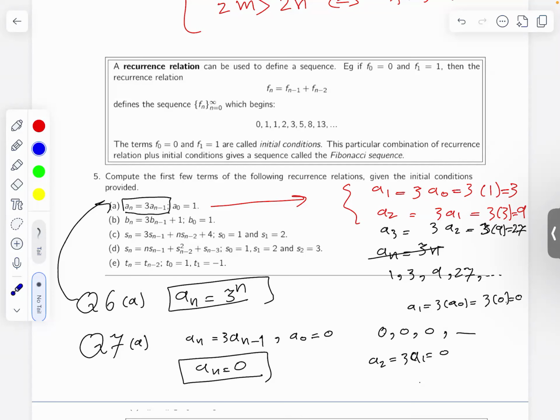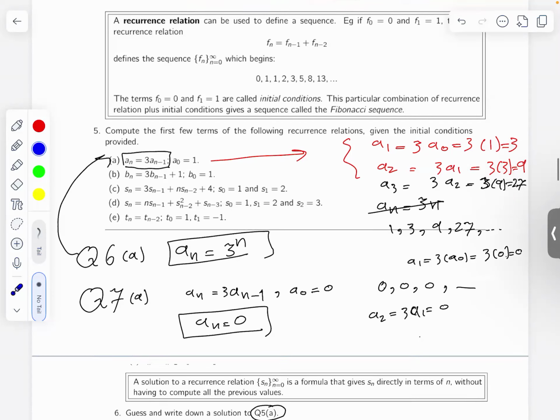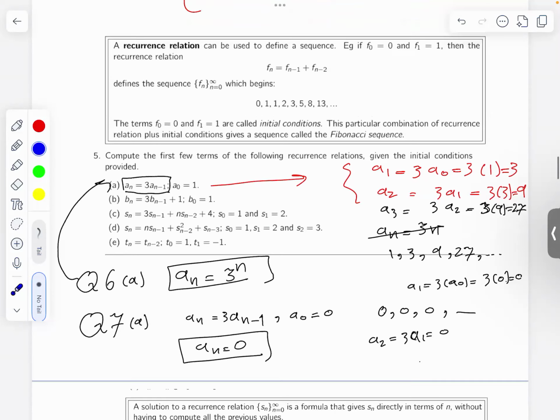Okay, so let's move on. Recurrence relation is good for measuring the complexity of your pseudocode. You see here, to find Fn, it depends on the one previous, and this one is two previous terms. So this is called the Fibonacci recurrence.